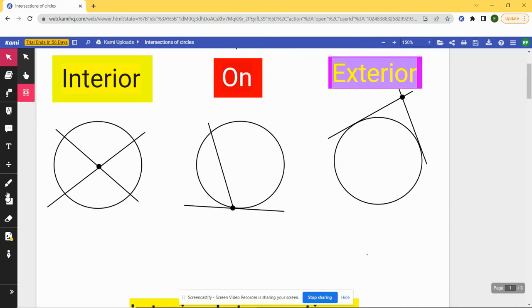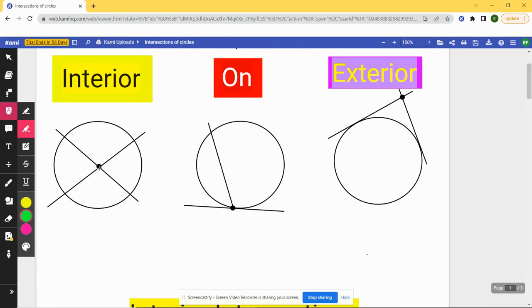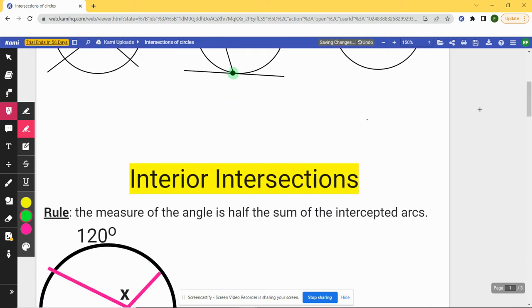Just for the basic definitions here, if we're talking about an intersection that occurs on the interior of the circle, we're talking about two lines that intersect somewhere inside of the circle. If we're talking about on intersections, then we're talking about some sort of a tangent line and then something else that's intersecting it at that point of intersection with the circle. If we're talking about exterior intersections, then it's some sort of lines that intersect on the exterior of the circle.